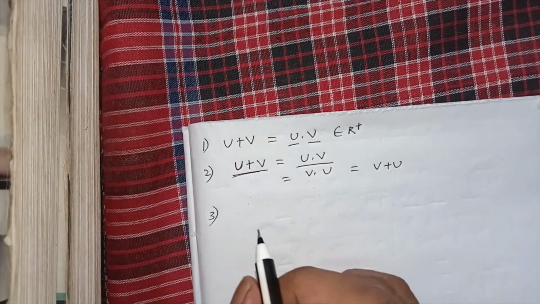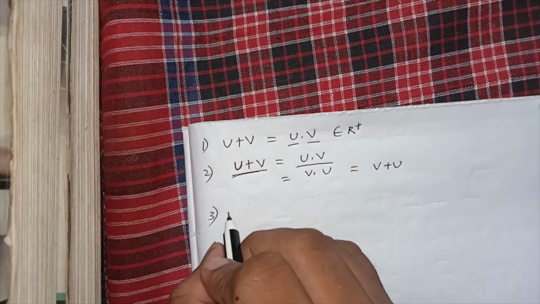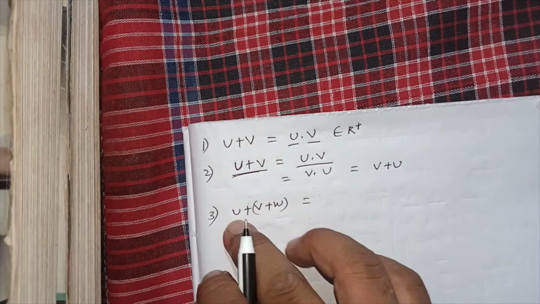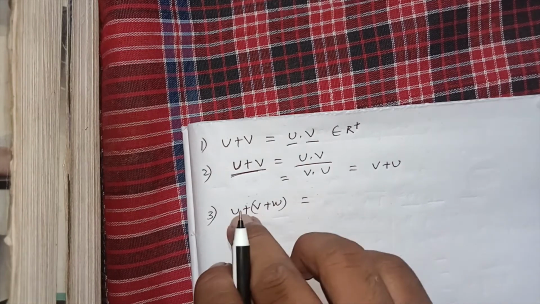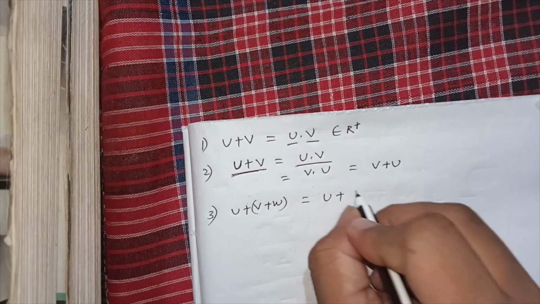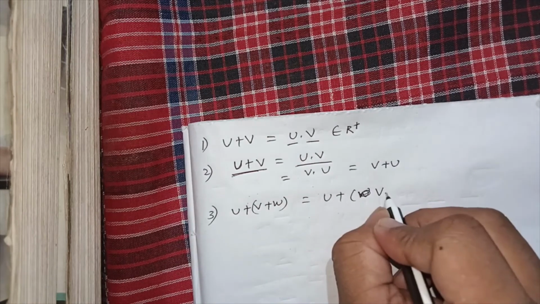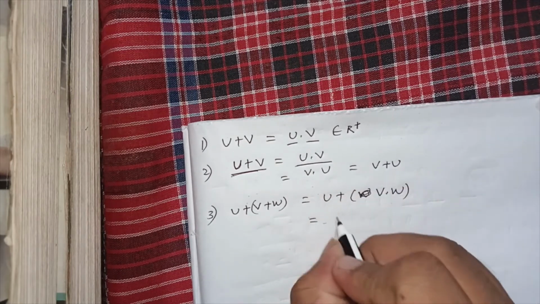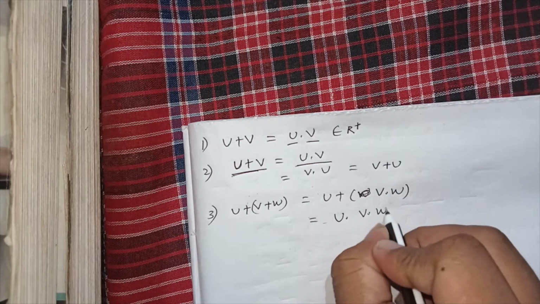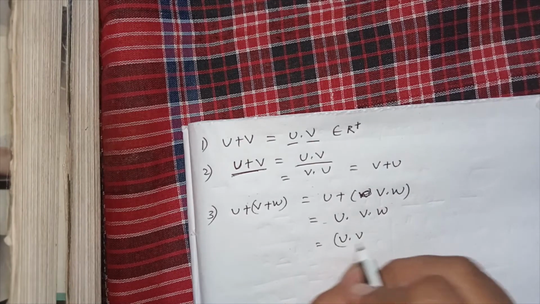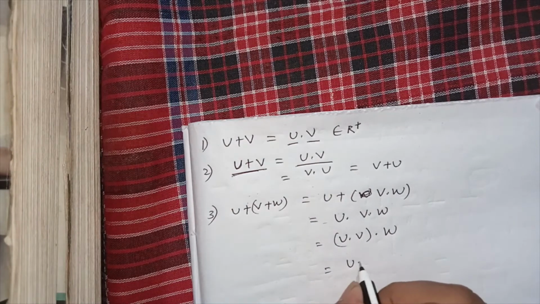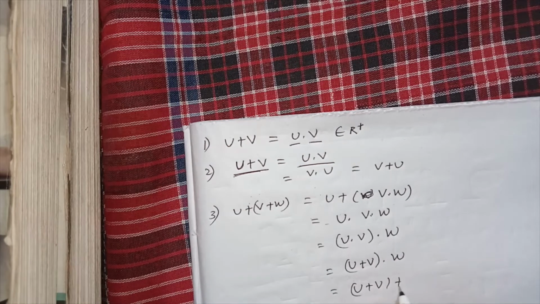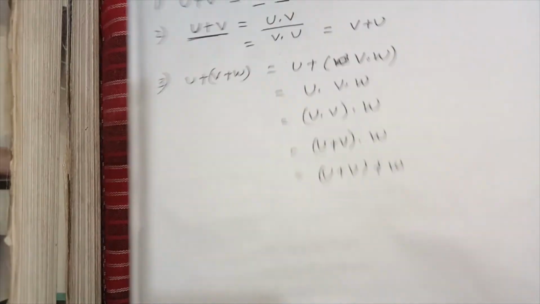The third one, what we have to calculate, is the associative property, that u plus v plus w. So you have to solve here the associative property. This will be u plus v into w, and this will be u into v into w, or you can write this as u into v into w, and you can write this as u plus v into w, and convert this as u plus v plus w. So our third property, the associative property, is also satisfied.